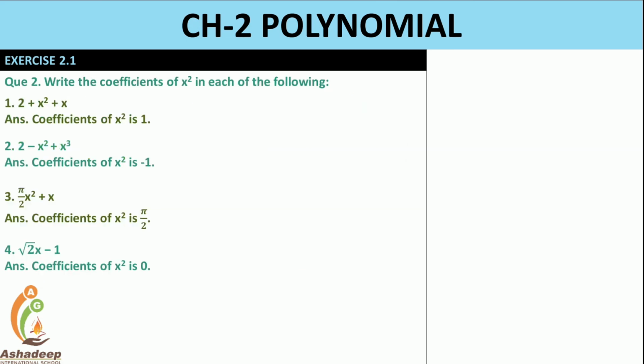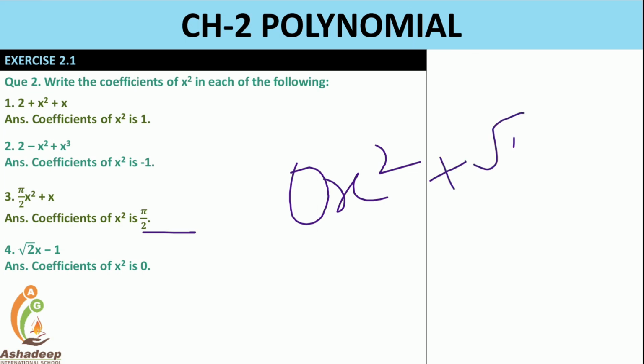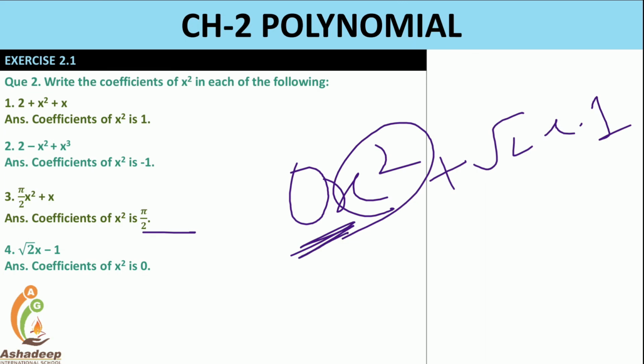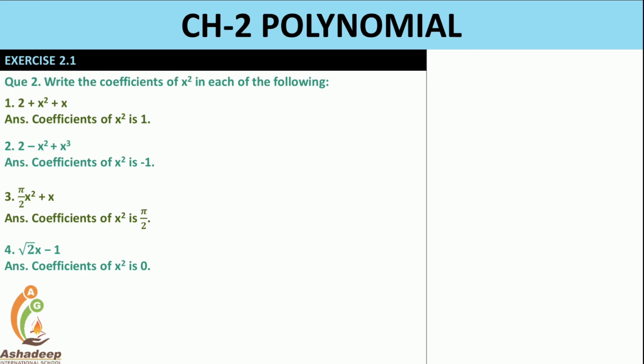Okay, now write the coefficient of x square in each of the following. What is the coefficient of x square here? 1. What is the coefficient of x square here? It is minus 1. What is the coefficient of x square here? See, other than x square, whatever is there you have to write down. So here it is pi by 2. Here, what is the coefficient of x square? See, x square is not here, right? If you multiply x square with 0, it becomes 0. So plus square root of 2 x minus 1. So what is the coefficient of x square? It is nothing but 0. If nothing is written, then obviously it is 0.